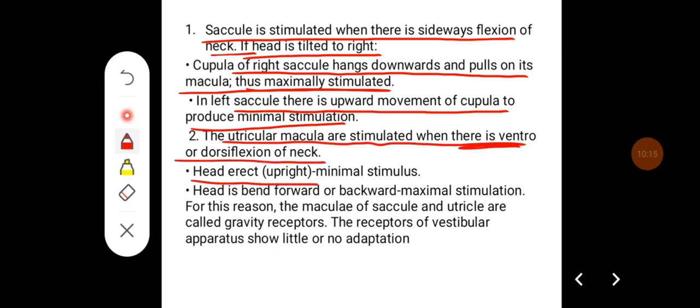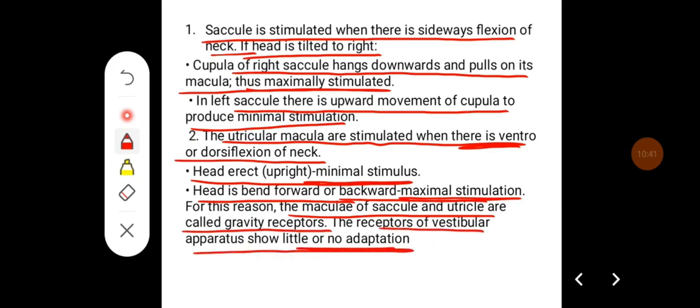When head is in erect position, there is a minimum stimulus to the hair cells, and when head is bent forward or backward, there will be maximal stimulation of these hair cells. For this reason, the macula of saccule and utricle are called gravity receptors. The receptors of vestibular apparatus show little or no adaptation.